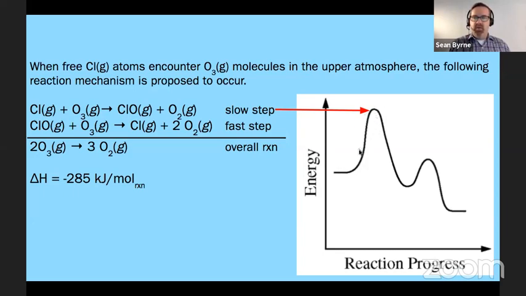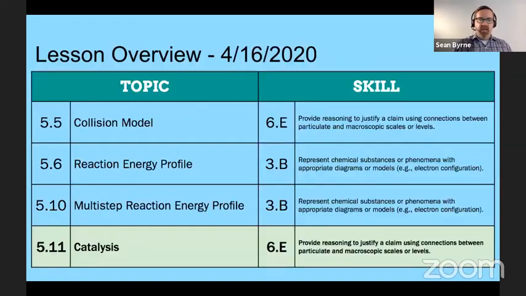Okay, and so what we see here is a double hump because we have two steps. We see that this one is much taller because it corresponds with our slow step, and then the second one would correspond with our faster step. This is still an exothermic reaction, right? We have delta H of negative 285 because we're going from our reactants up here to our products down there. Okay, so we'll look at a couple of examples of how we could look at this together with a catalyst in just a minute.